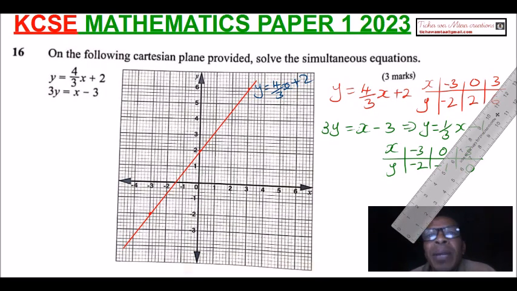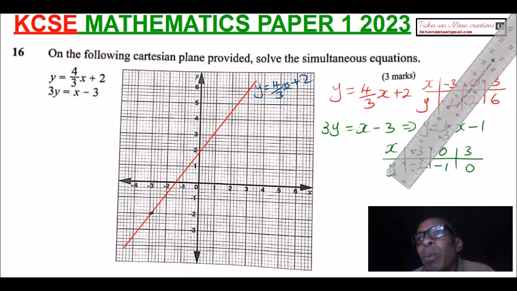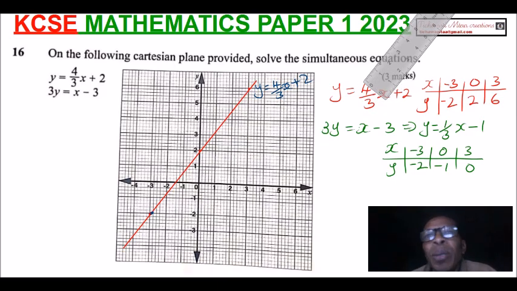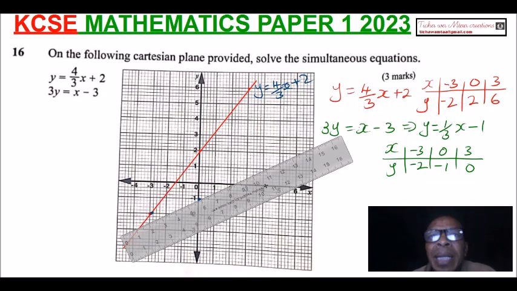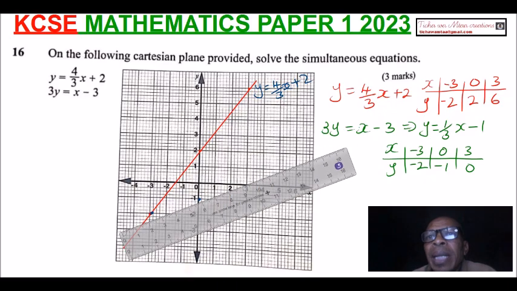The other one is when x is minus 3, y is minus 2. When x is 0, reading from the table of the other graph, y is minus 1. So we put when x is 0, y is minus 1. When x is 3, y is 0. So using the same technique, we bring our ruler and we plot the graph again, setting the ruler properly.